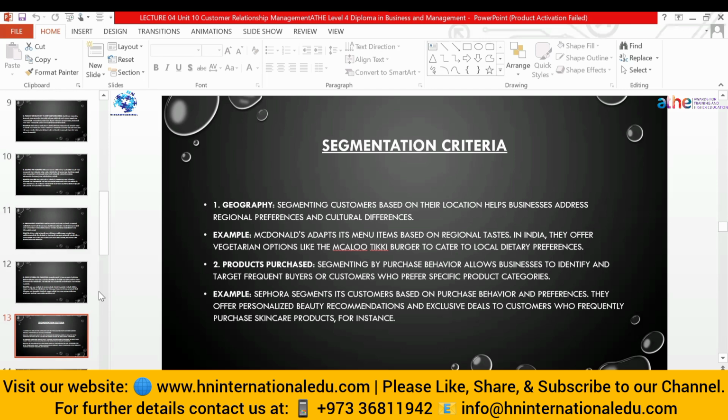They don't even allow slaughtering the cow, so the vegetarian options are more there. Even for the cottage cheese, the paneer, they have more options there. But in Pakistan, we don't have such options.